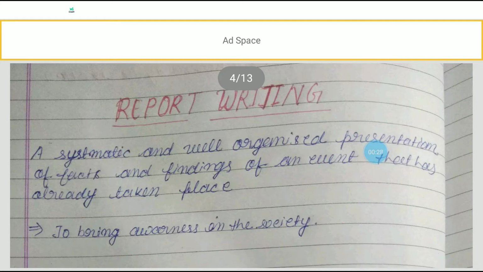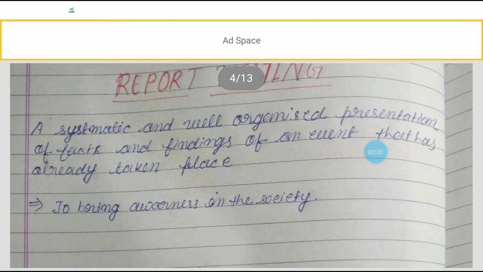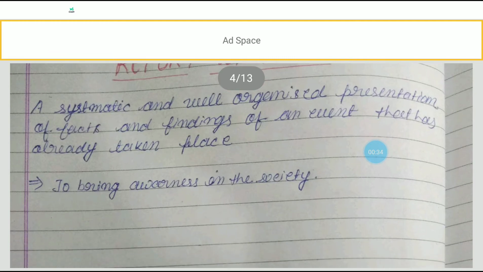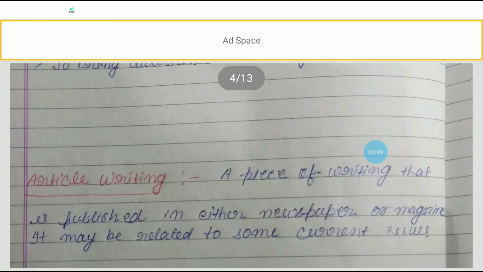So, report writing is nothing but a well-organized presentation of any event. The event may be accidental, or it may be based on a school function or any other event. The aim behind writing this report is to bring awareness in the society.